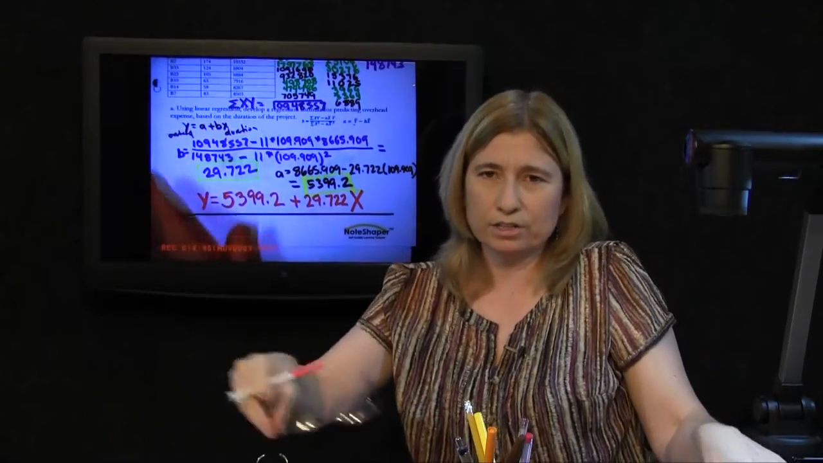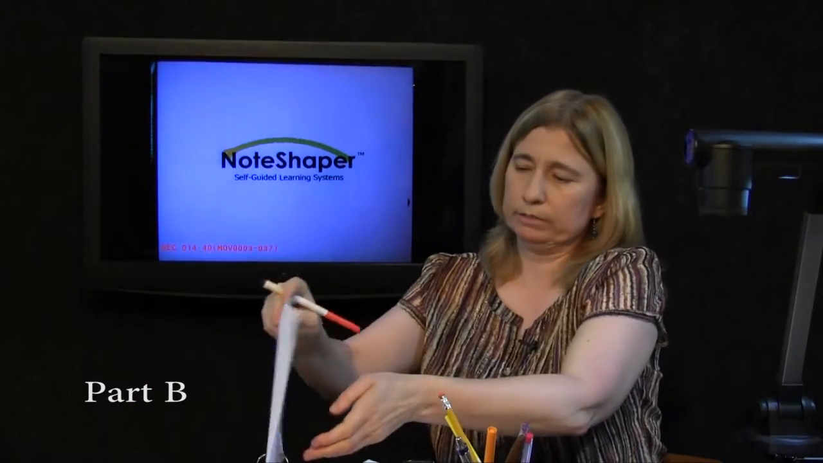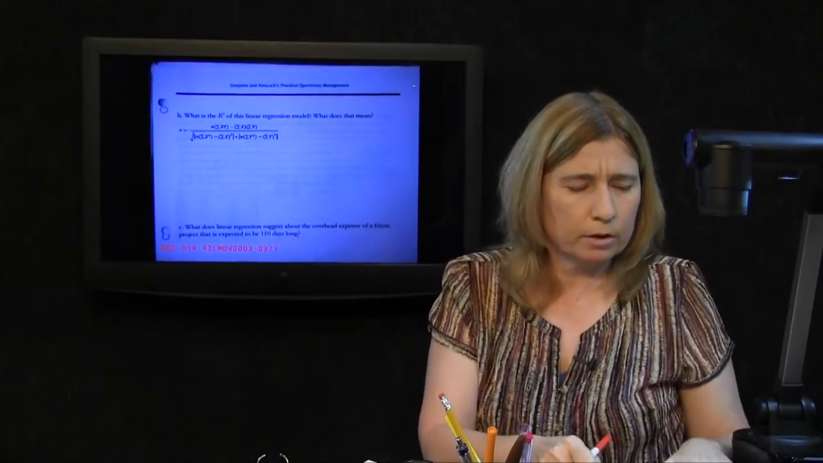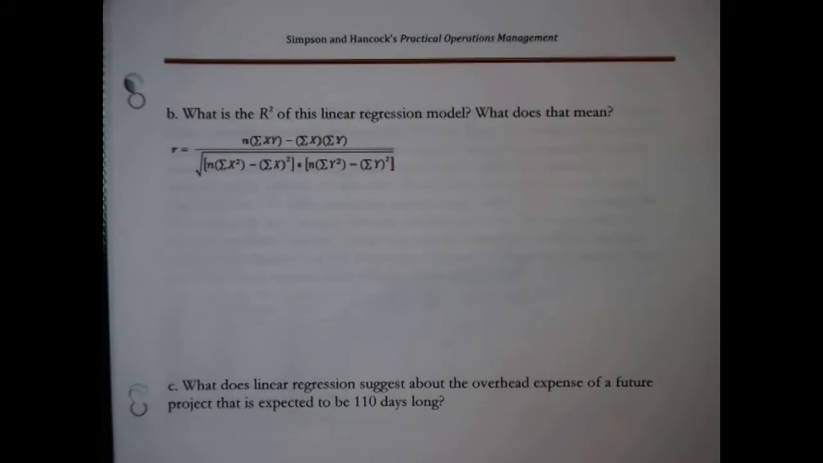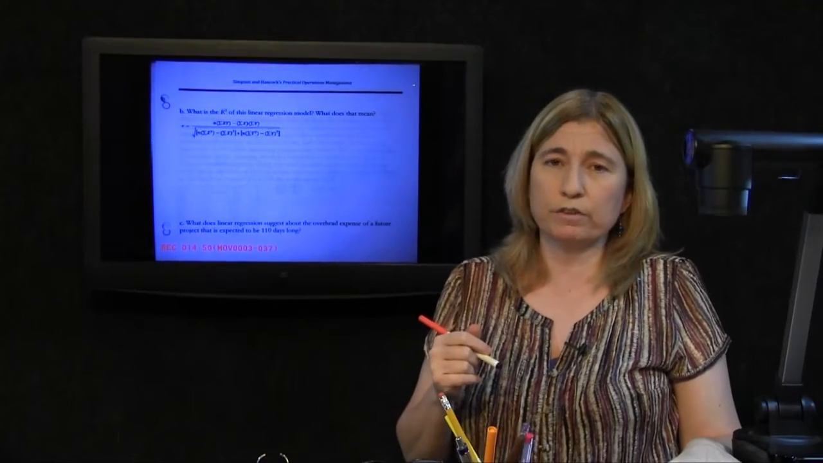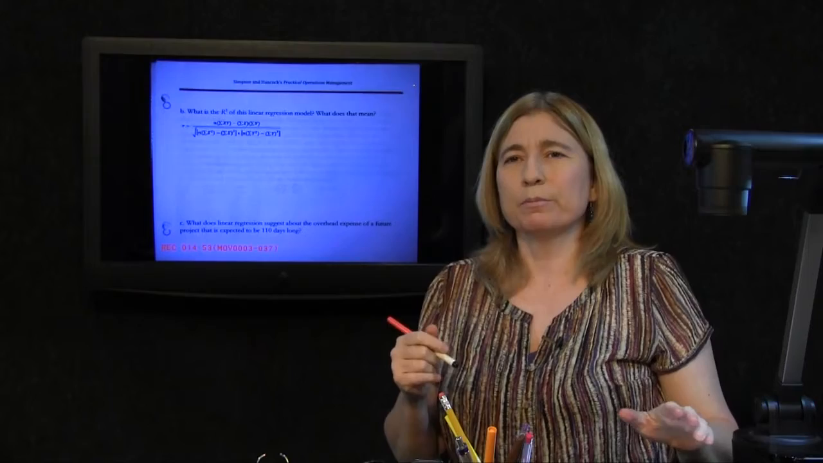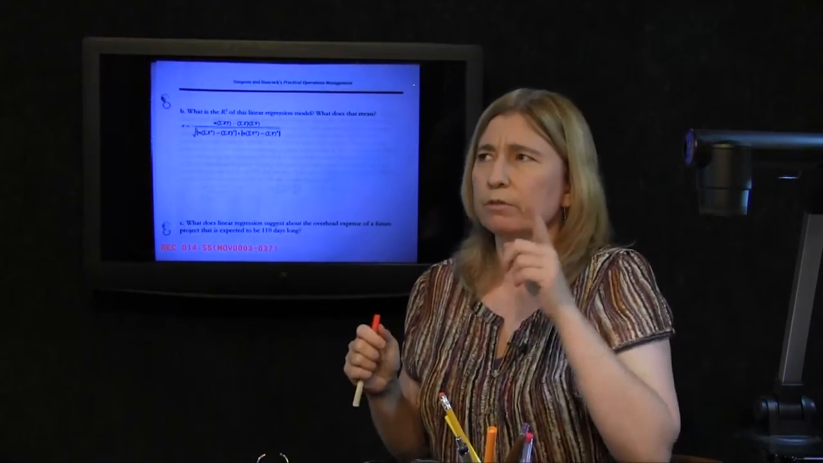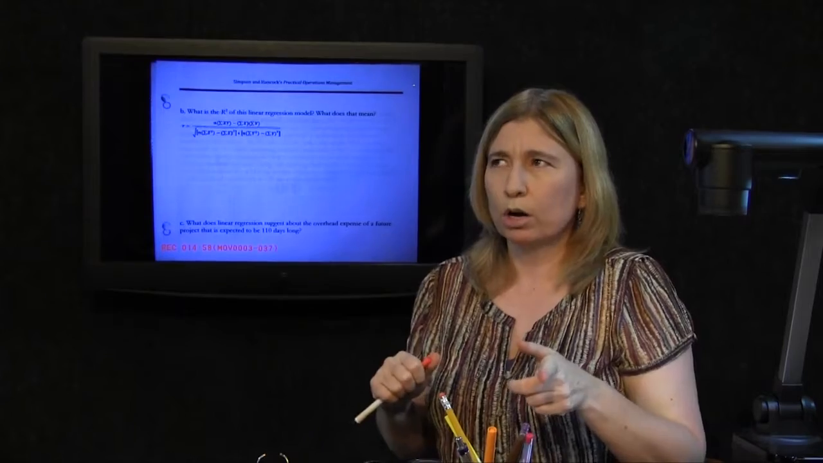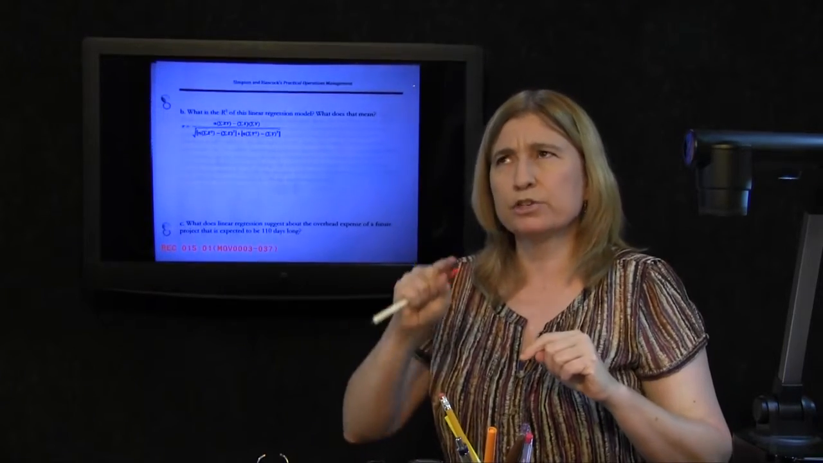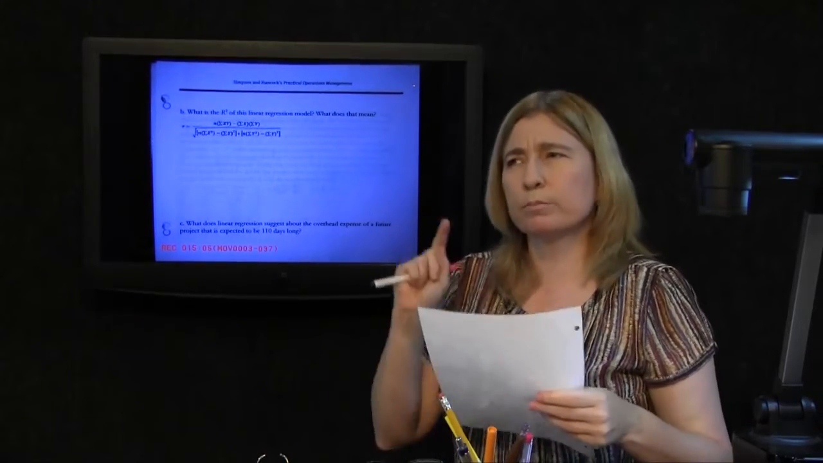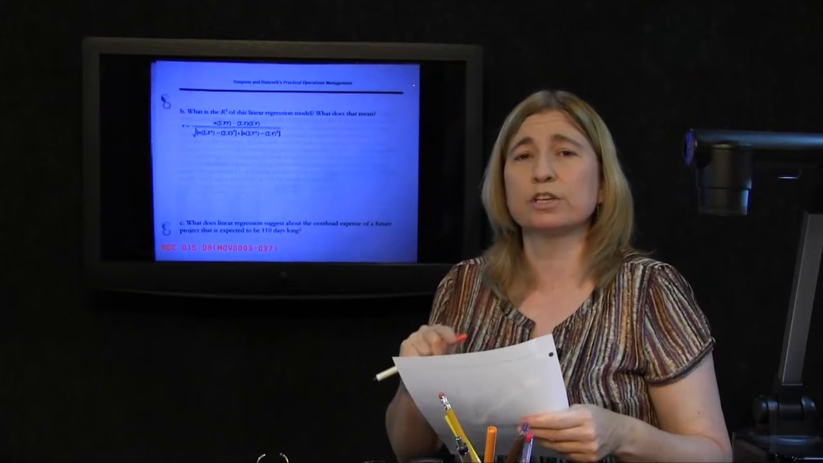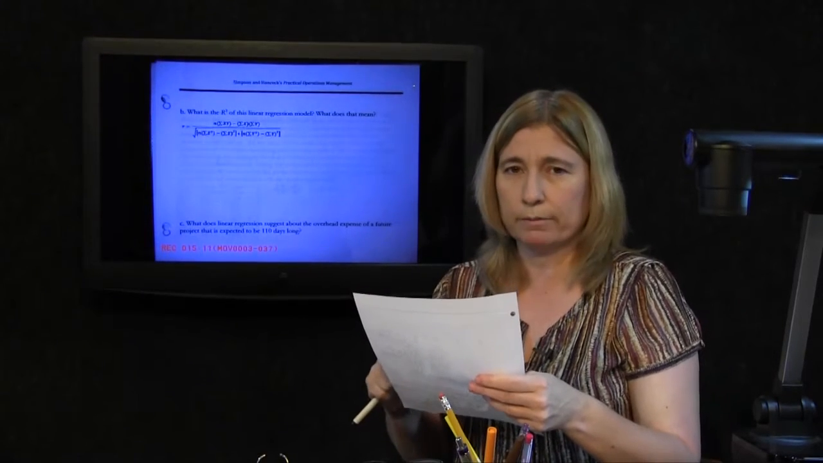Now, what does it ask for part B? Okay, part B. What is the R squared of this linear regression model, and what does that mean? Okay, R squared, the coefficient of determination. What does that mean? Well, before we do the calculations, I can tell you that that is a number that expresses the percent of variation in the actual data, which in our case would be that table, right, that I was writing all over, the percent of variation in that data that's actually explained by that equation that I just wrote down.